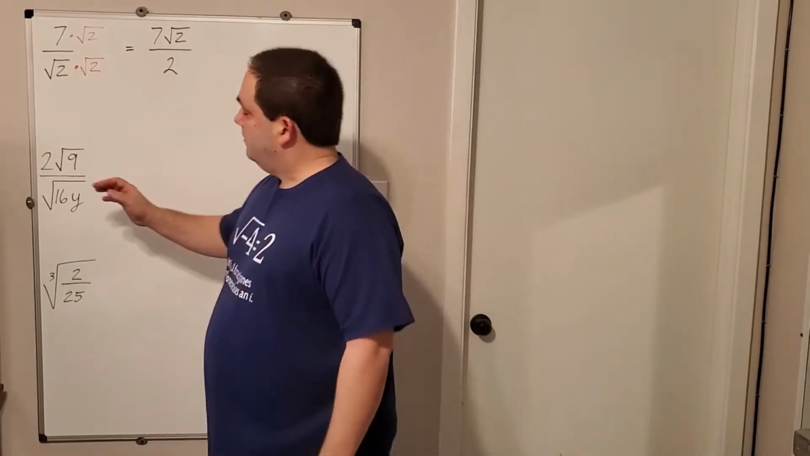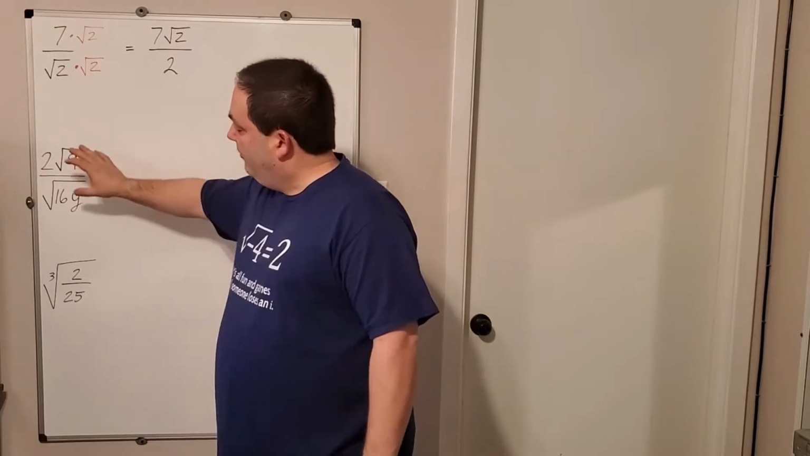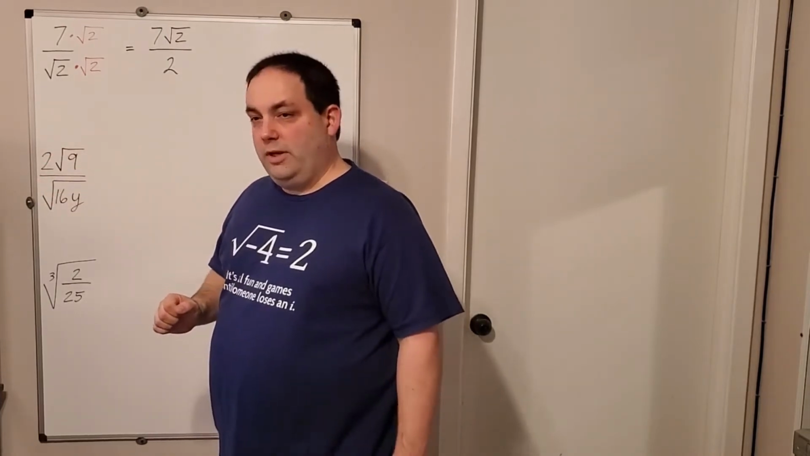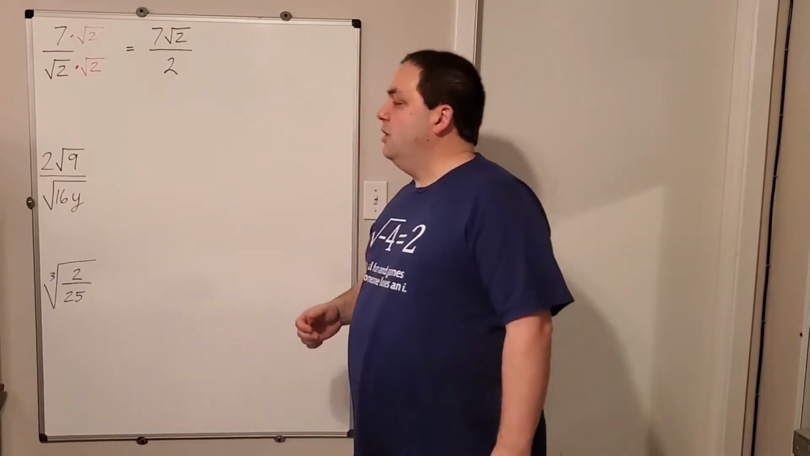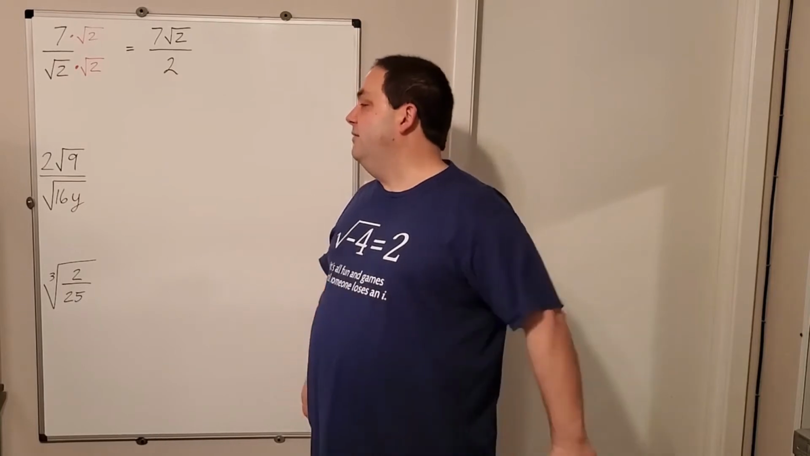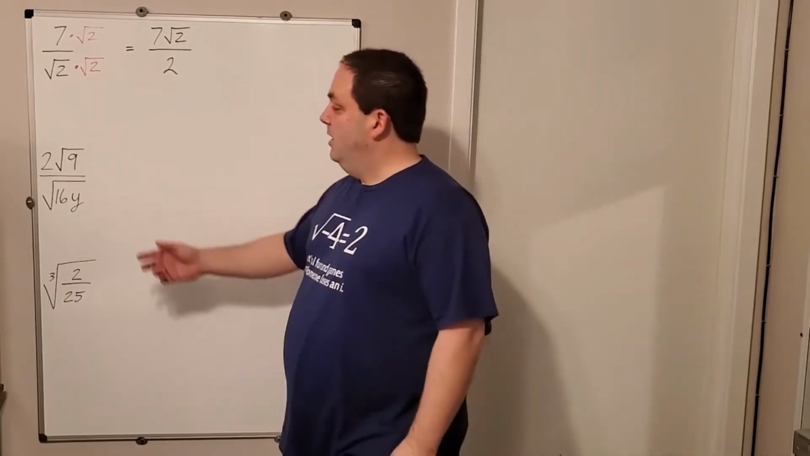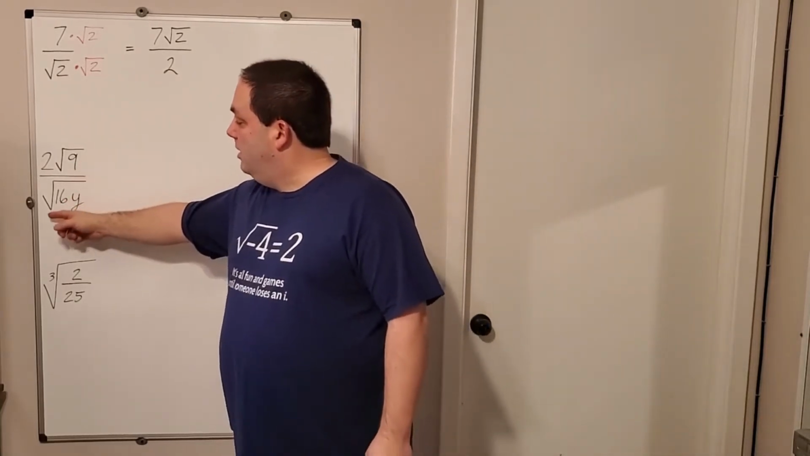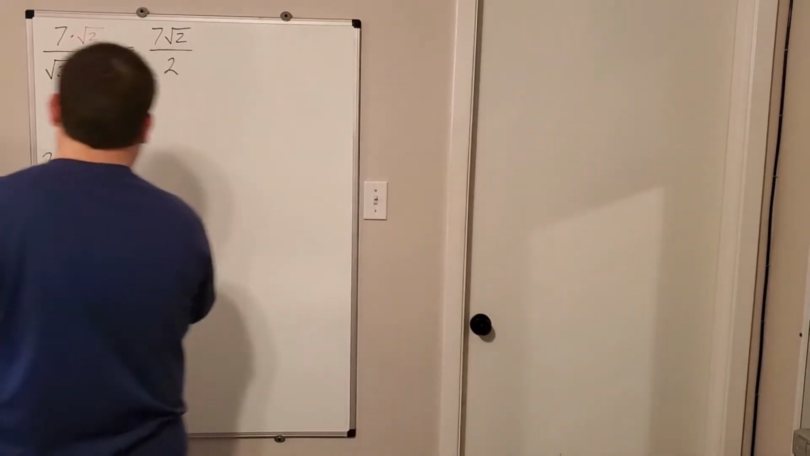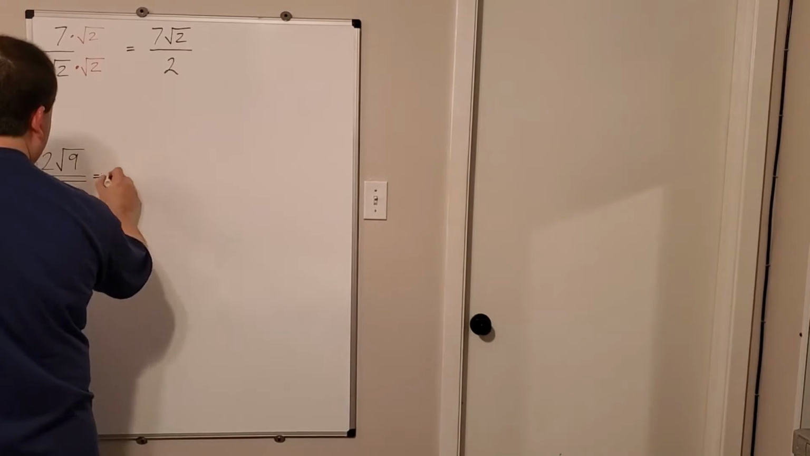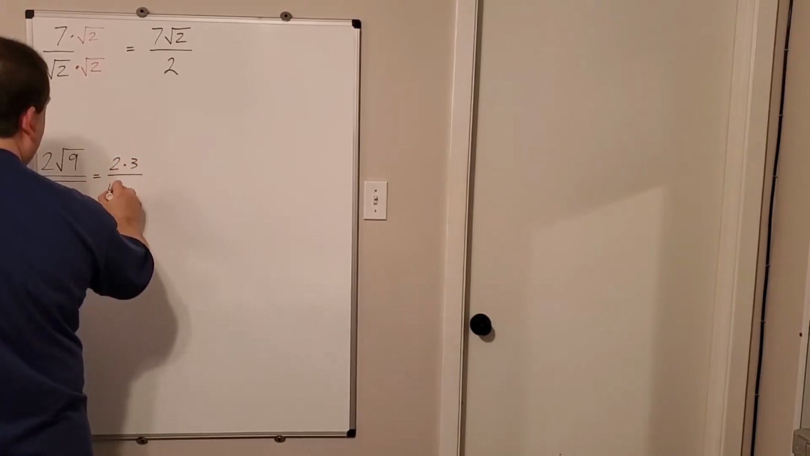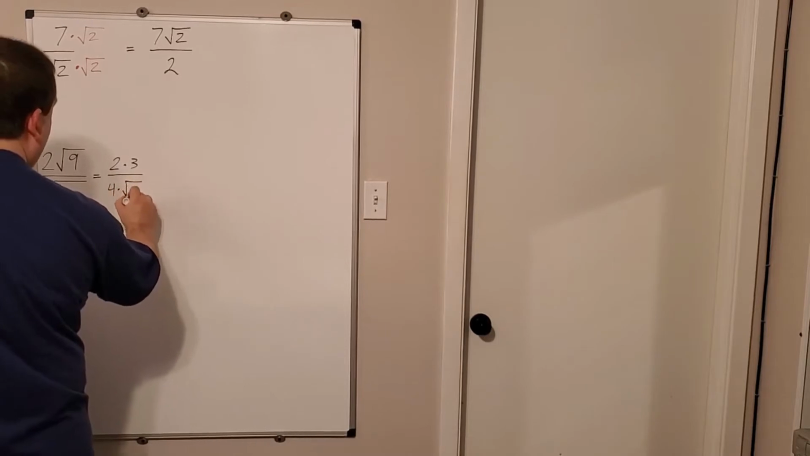Okay? Next, I have a slightly more complicated problem there. Just a few more pieces working in there. The first thing I'd want to do is simplify any radicals that are in there, if I do happen to have some that can be, right? In this case, square root of 9 and the square root of 16, I can actually do those, so you should. I'm going to get 2 times 3 in the top, and 4 times the square root of y in the bottom.